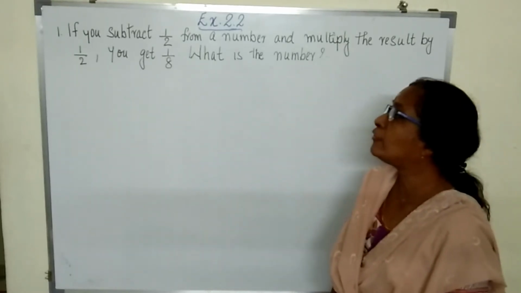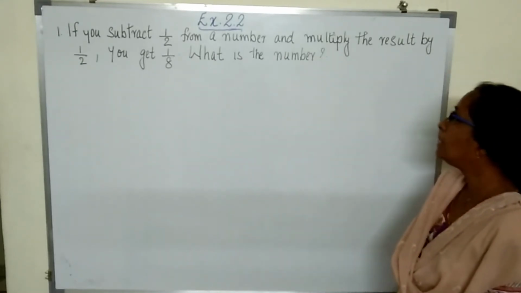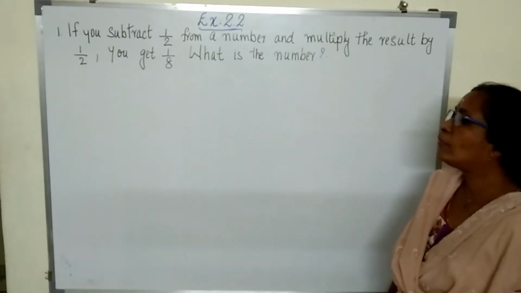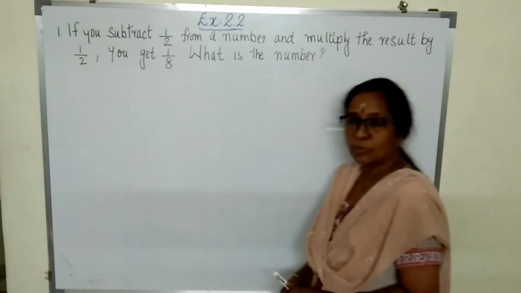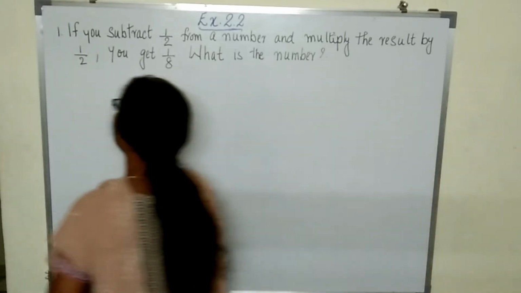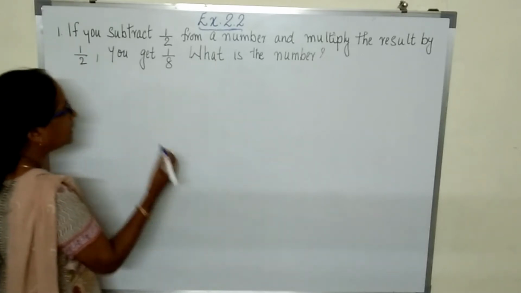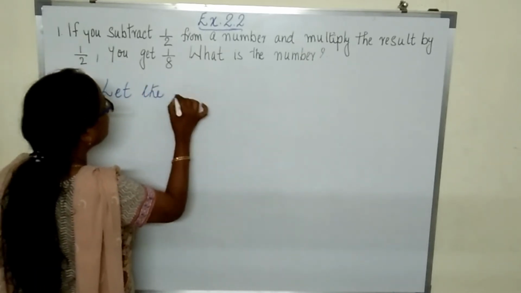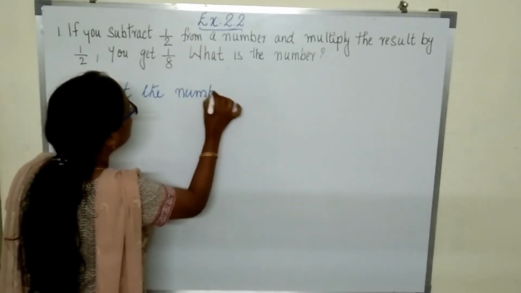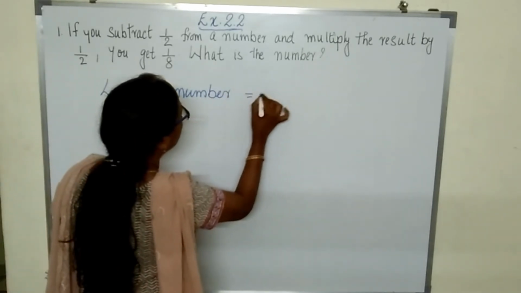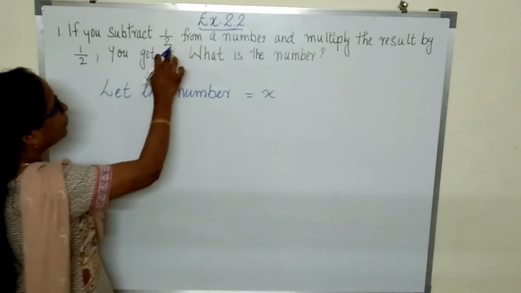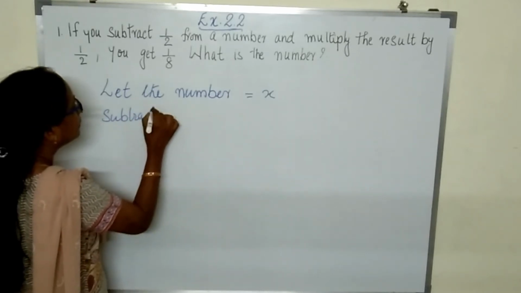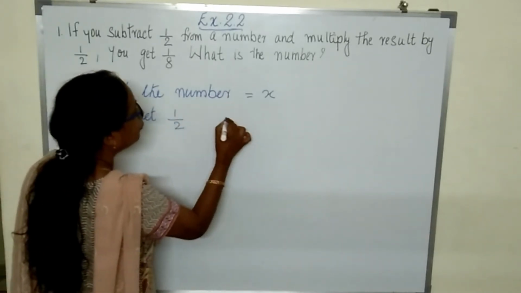The question is, if you subtract half from a number and multiply the result by half, you get 1/8. What is the number? So we don't know which number it is. Whenever we don't know, we take it as x or any variable. So let the number be equal to x. Now first what we have to do? Subtract half.